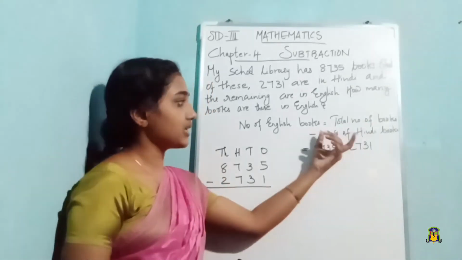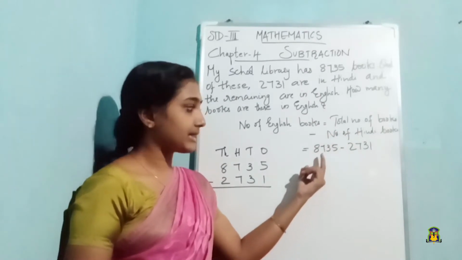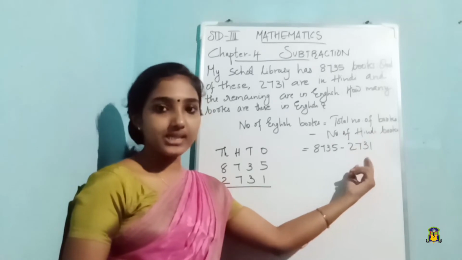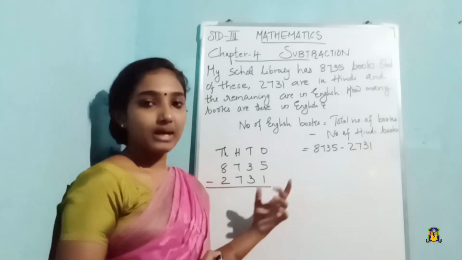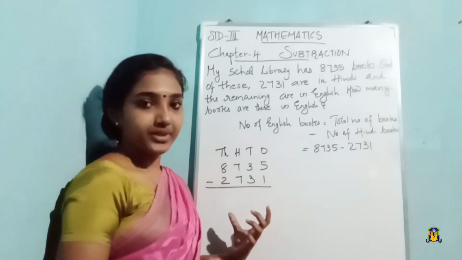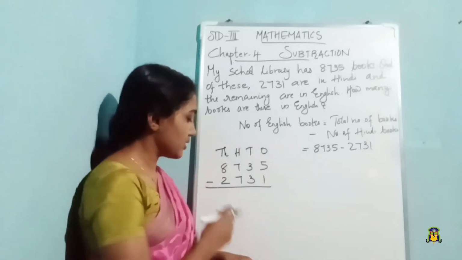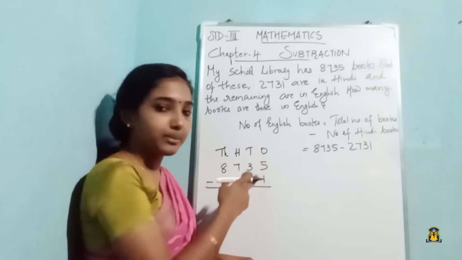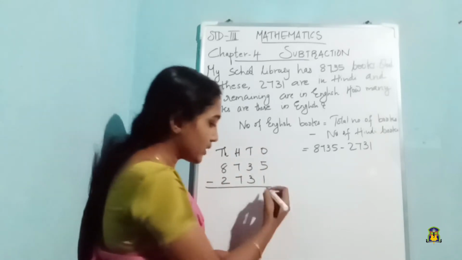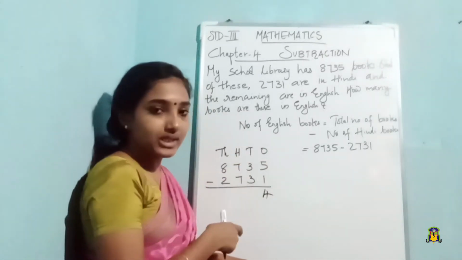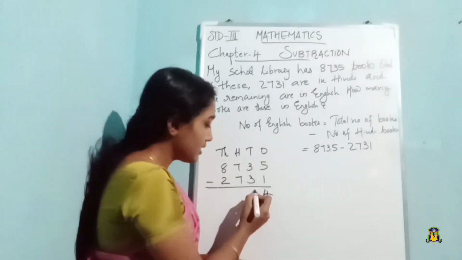Okay. And total number of books in the library is 8735 and number of Hindi books is 2731. Now we have to subtract these two to get the answer, to get the number of English books. Okay. So now we are going to subtract, and in ones place it's 5 minus 1. 5 minus 1 is 4. Tens place it's 3 minus 3. 3 minus 3 is 0.